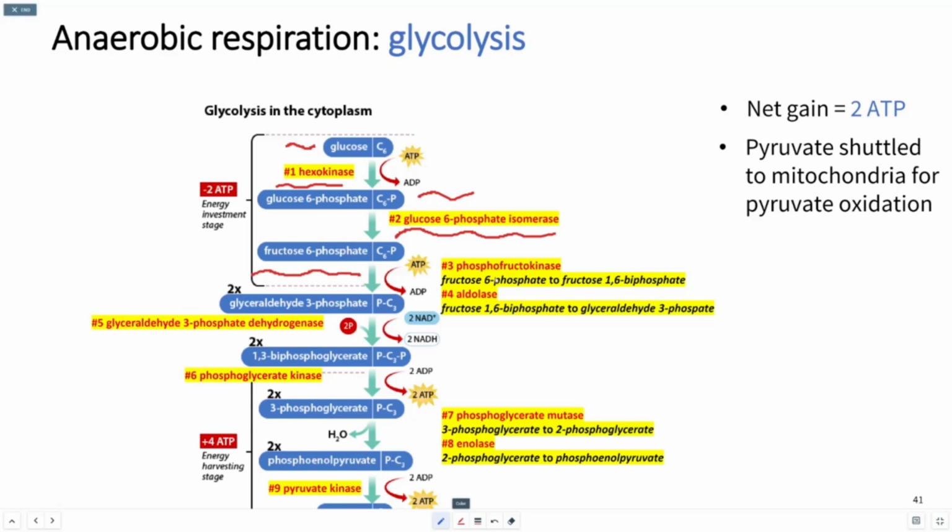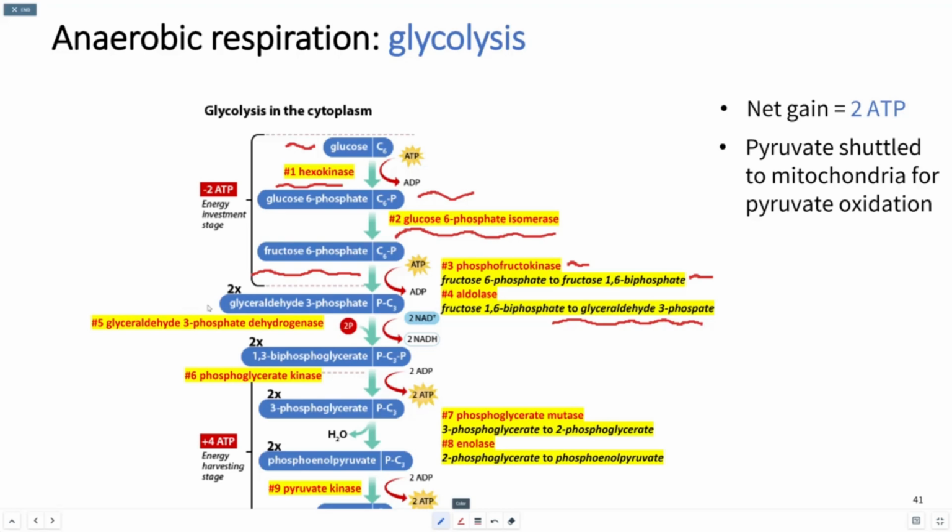Then the third step involves an enzyme called phosphofructokinase. This will then take the fructose 6-phosphate and add another phosphate, creating fructose 1,6-bisphosphate. This reaction is not shown in the image. Then step 4 utilizes another enzyme called aldolase to take that fructose 1,6-bisphosphate and convert that into glyceraldehyde 3-phosphate. This is where we split the 6-carbon molecule into 2 3-carbons.